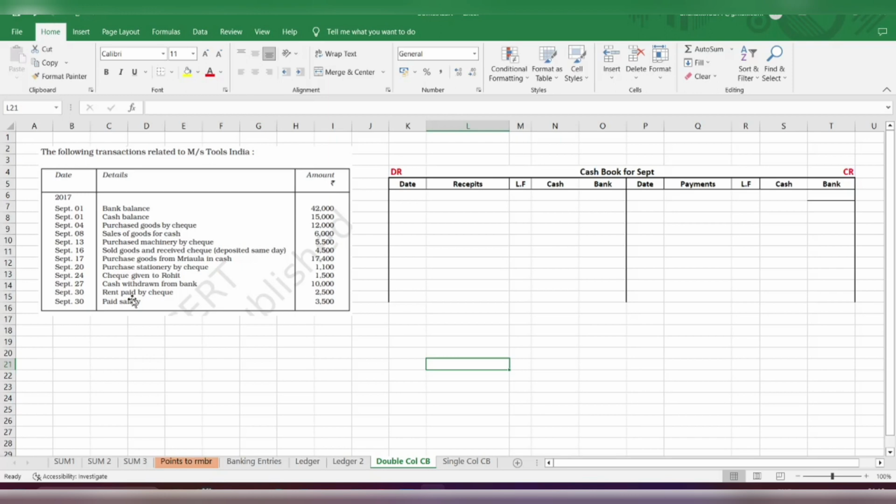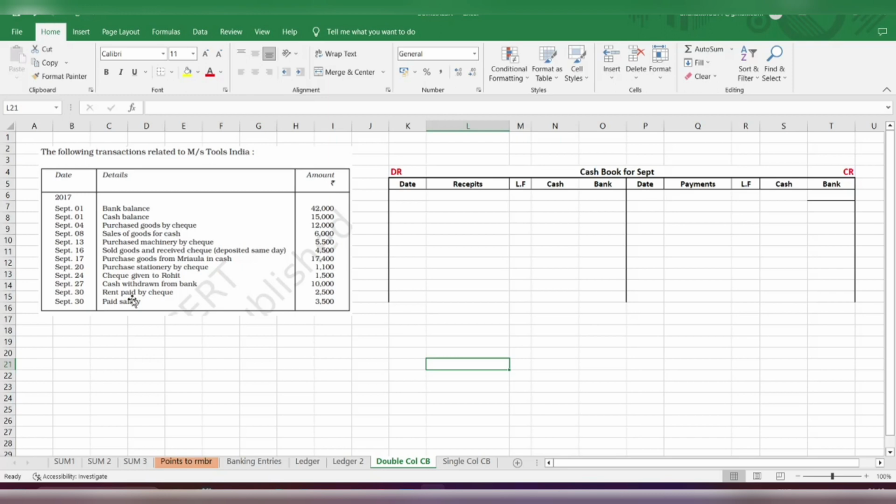September 4th, purchased goods by check 12,000. September 8th, sales of goods for cash 6,000. September 13th, purchased machinery by check 5,500. September 16th, sold goods and received check deposited on the same day 4,500. September 17th, purchased goods from Murali in cash 17,400. September 20, purchased stationery by check 1,100.